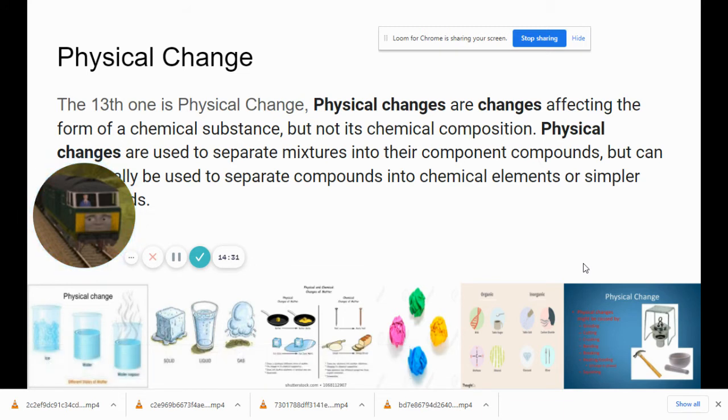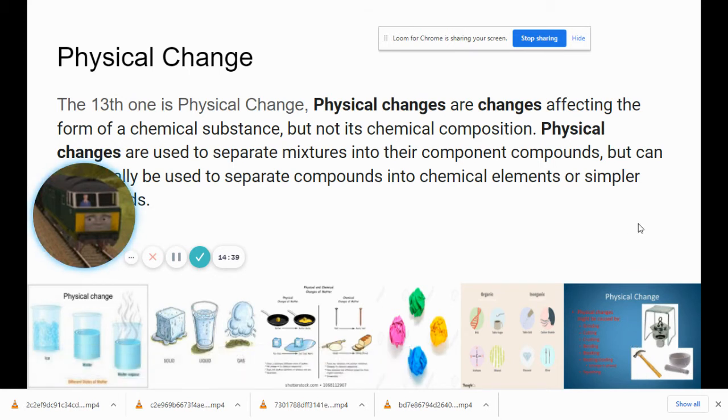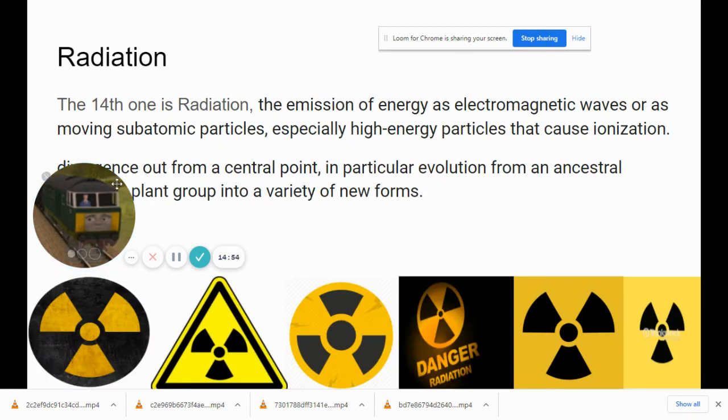Sorry about that. All right, physical change, which can be explained by this one. This one, it can be the hammer. Physical changes might be caused by grinding, cutting, crushing, bending, breaking, heating and cooling, changes in phase, and squishing.